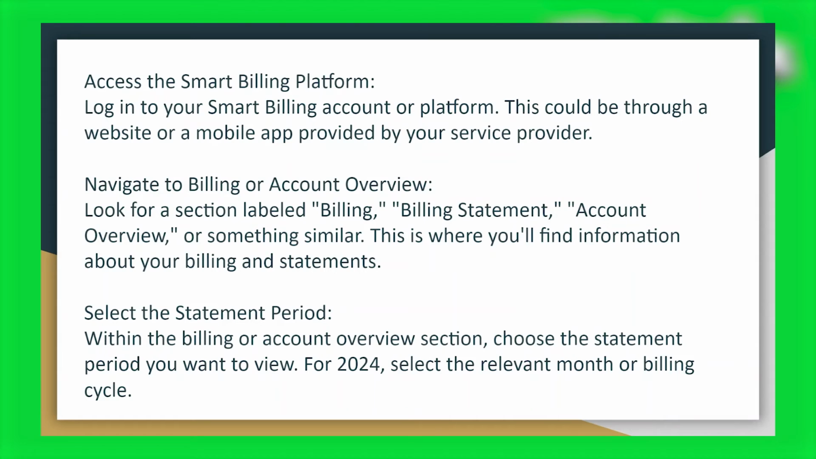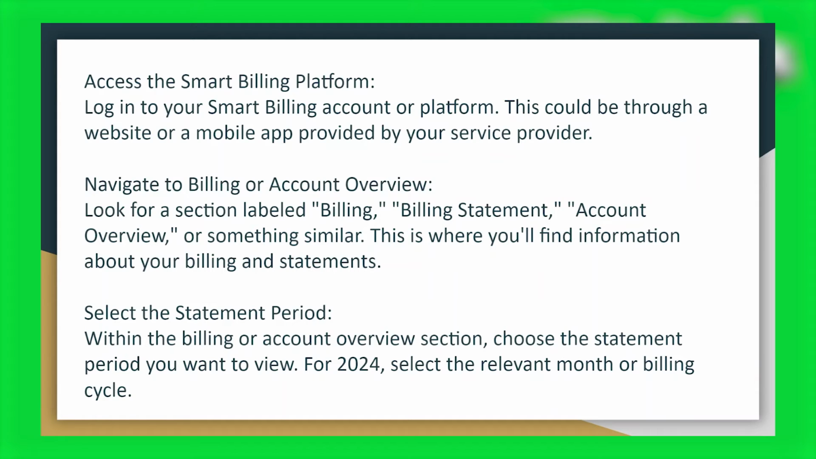Log into your Smart Billing account or platform. This could be through a website or a mobile app provided by your service provider. Look for a section labeled Billing, Billing Statement, Account Overview, or something similar. This is where you will find information about your billing and statements.